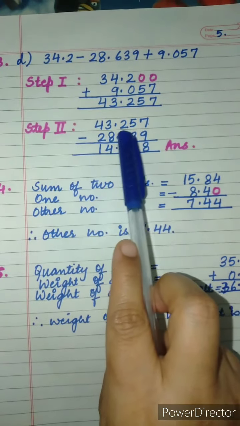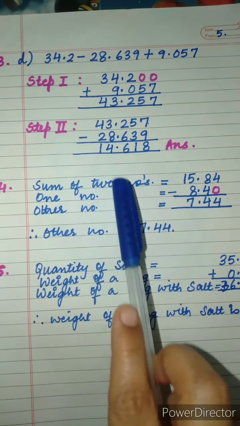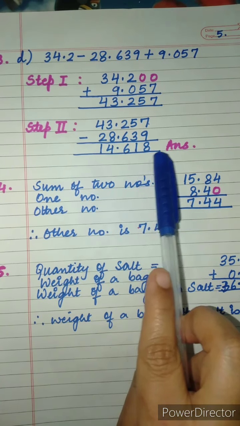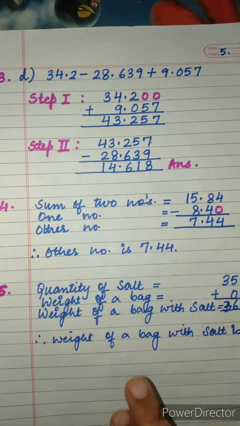Then in the second step we are going to subtract 28.639 from this sum. So we have written 43.257 minus 28.639. So our answer is 14.618.